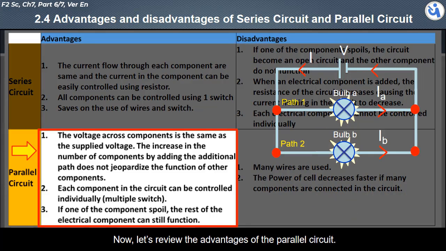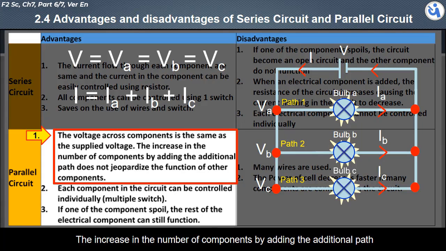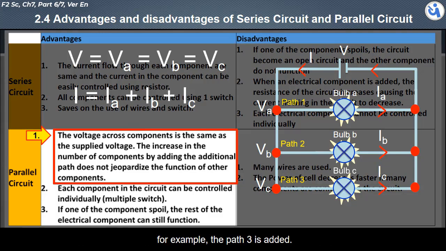Now, let's review the advantages of the parallel circuit. The voltage across the components is the same as the supplied voltage. The number of components can be increased by adding an additional path. For example, path 3 is added. It does not jeopardize the function of the other components.